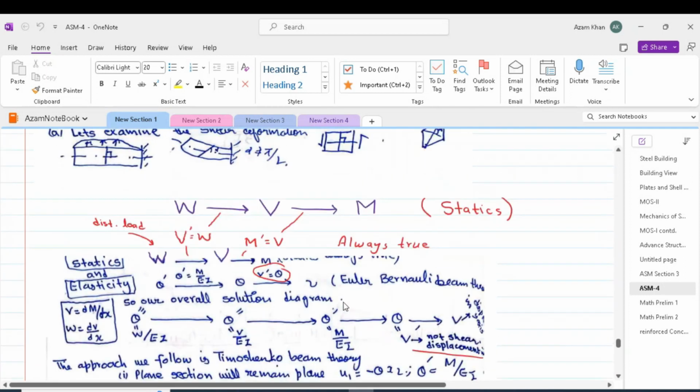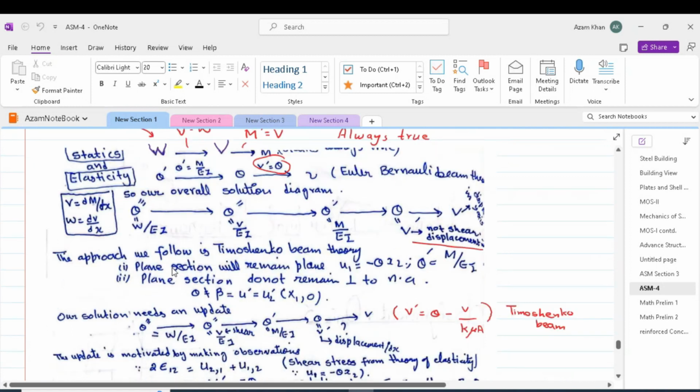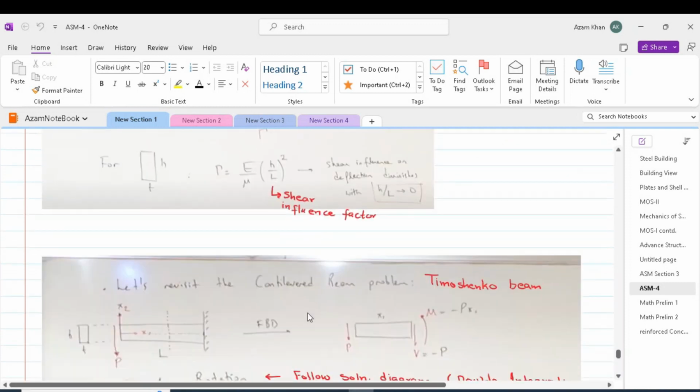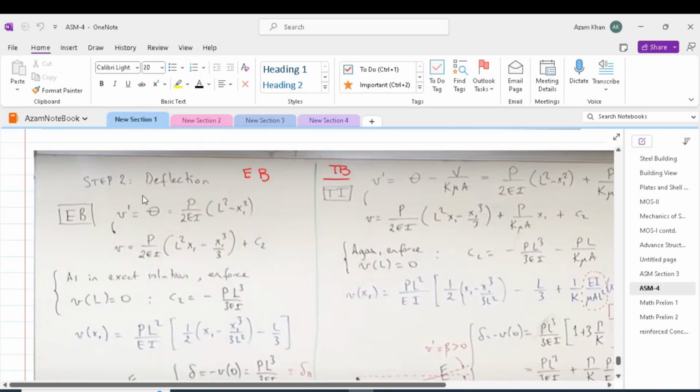So essentially, in our solution diagram, theta triple prime, theta double prime, and theta prime are all the same regardless of whether we are using the Euler-Bernoulli beam equation or Timoshenko beam theory. The difference comes when we relate our theta with small v prime, v being the deflection of the beam. So it's there where the difference lies. So step 2 of this problem is to find the deflections.